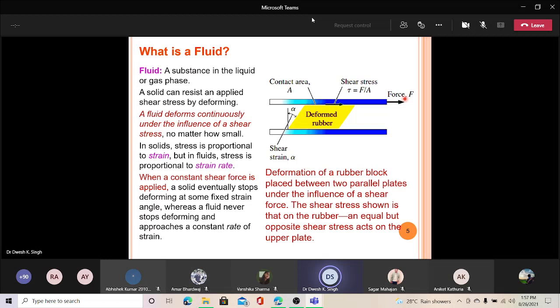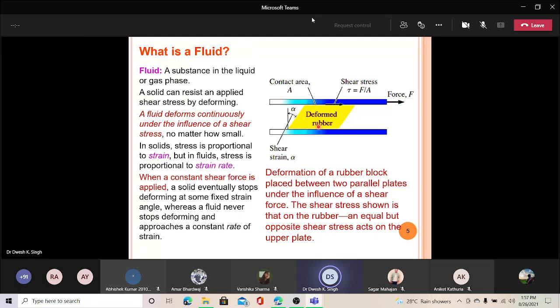The same thing happens if, in place of the rubber, you have a liquid; it will deform like this. Here we are generating the shear stress. The phenomenon is the same, but a fluid always tries to deform. This figure is basically to give exposure to how the shear stress comes into the picture, and this is your shear strain, where alpha is the change in angle.